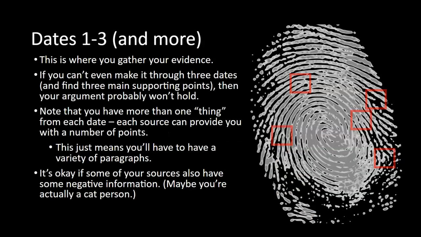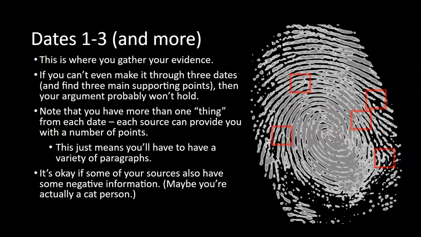Dates 1 through 3 and more, because in our essays we're writing more complicated ideas, so we'll need more than 3 paragraphs. This is where we gather our evidence. If you can't make it through 3 dates, i.e. you can't find 3 main supporting points, then your argument probably won't hold. Note that you can have more than one thing from each date. Each source can provide you with a number of points. This just means you'll have to have a variety of paragraphs.